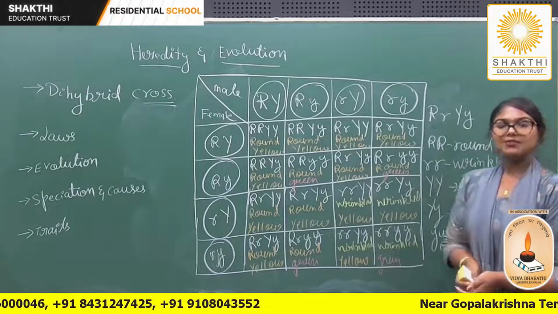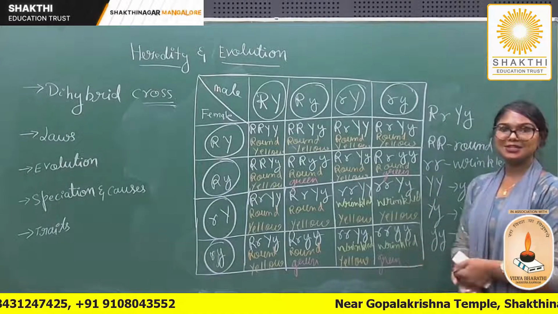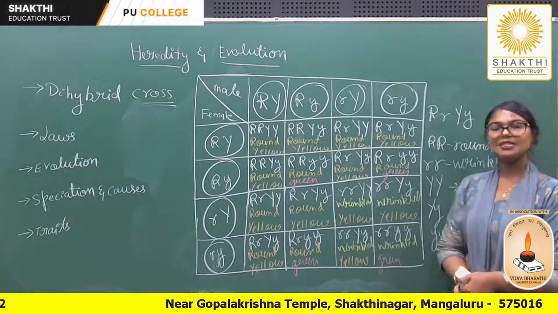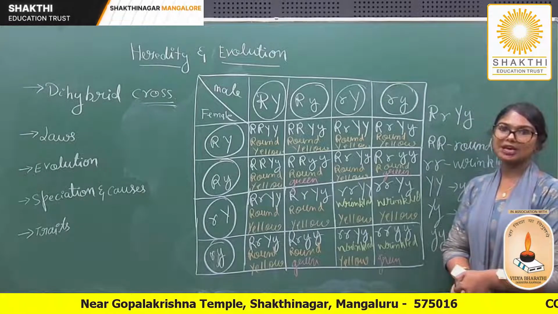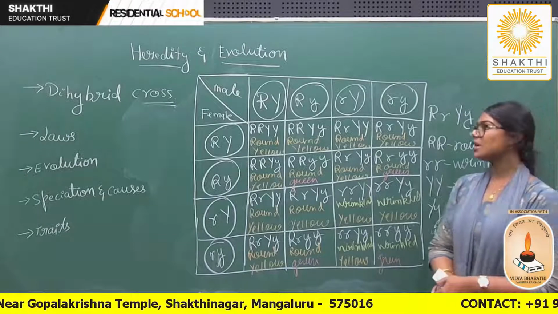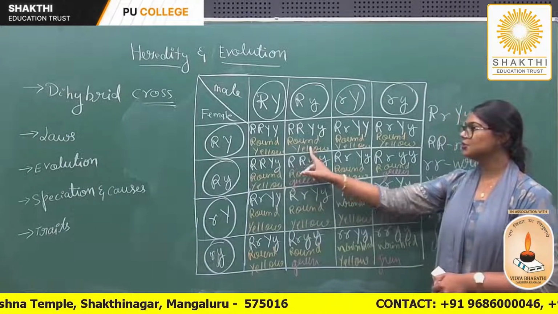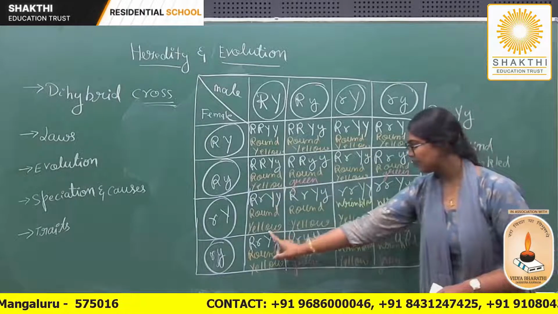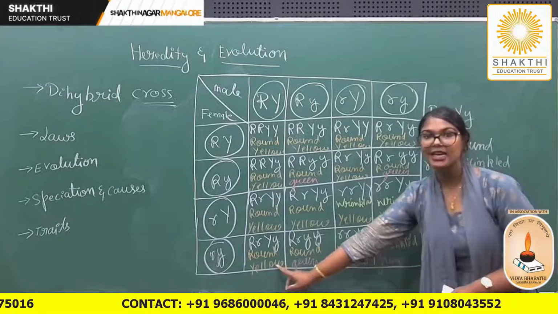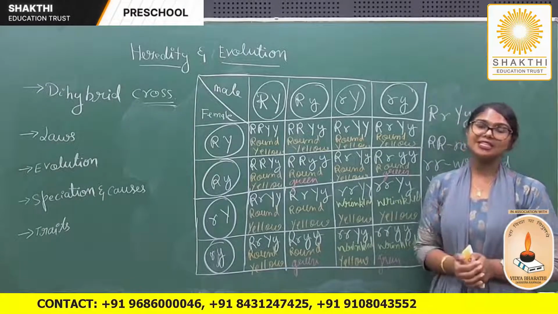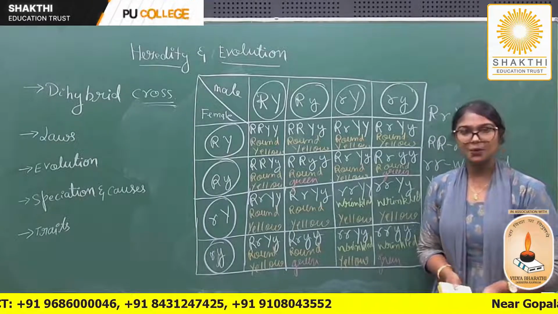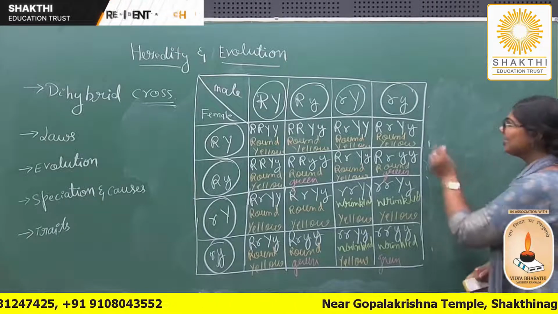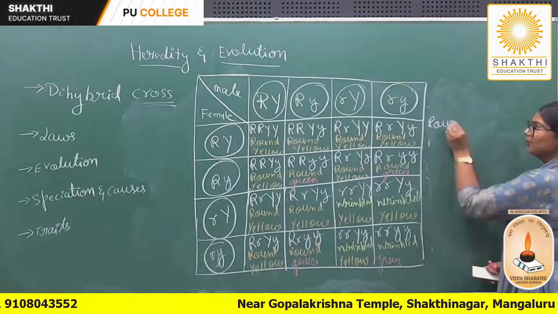So after this box has been filled, what is the next step? We start counting them. We see how many round yellow we have. So we'll quickly count. Round yellow, 1, 2, 3, 4, 5, 6, 7, 8 and 9. So we have 9 round yellow seeds. Students will quickly write it down. 9 round yellow seeds.